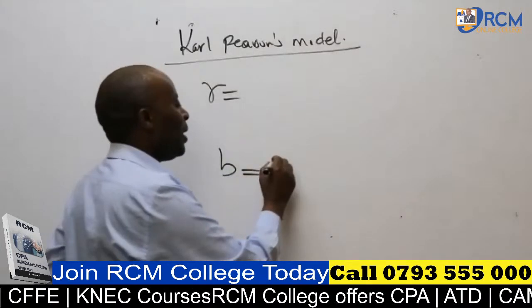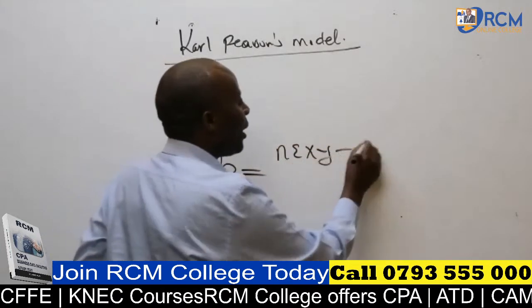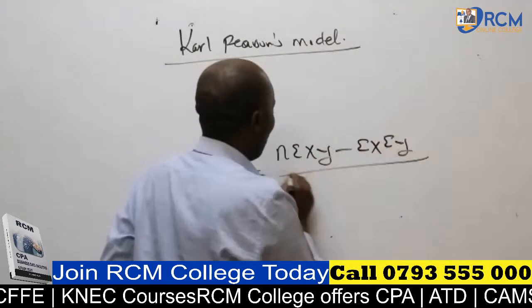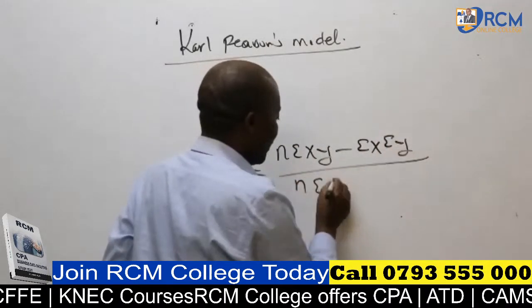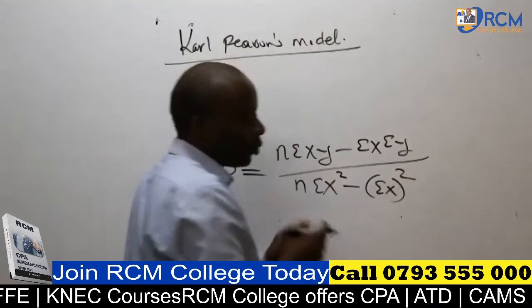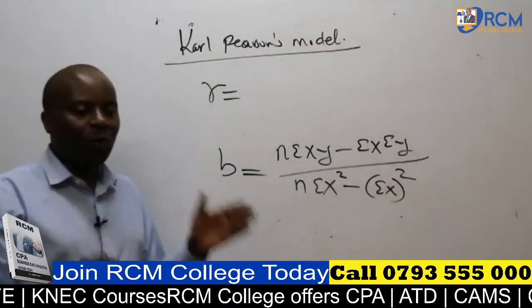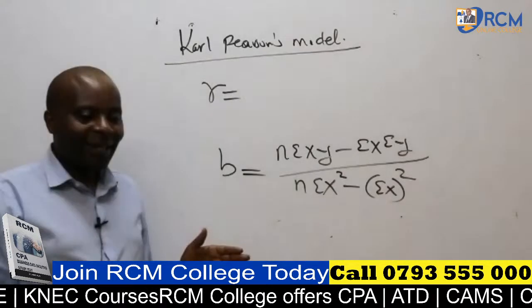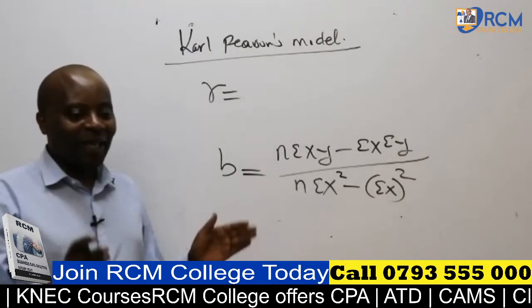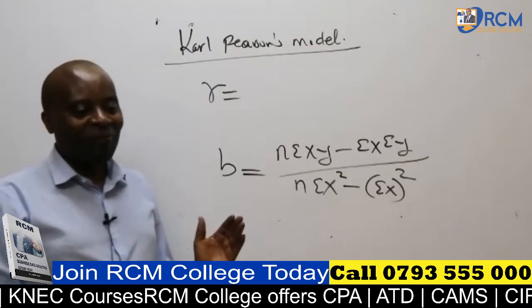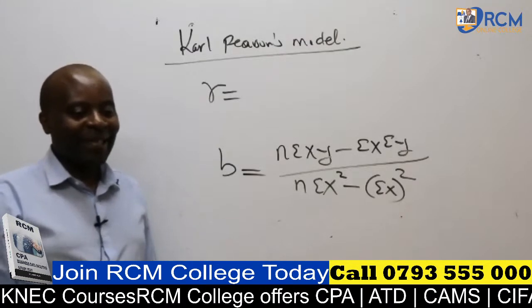I know that B equals n summation of xy minus sum of x, sum of y, all over n summation of x squared minus bracket sum of x, squared. You have to cram this the way I've crammed it myself. That is the formula of getting B, right?